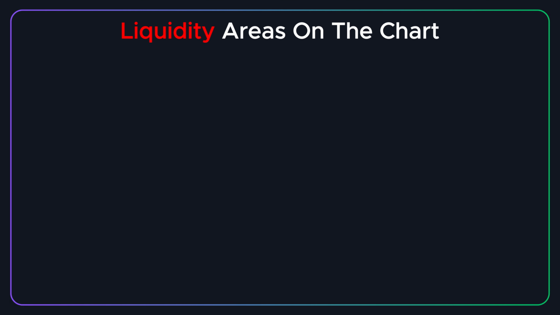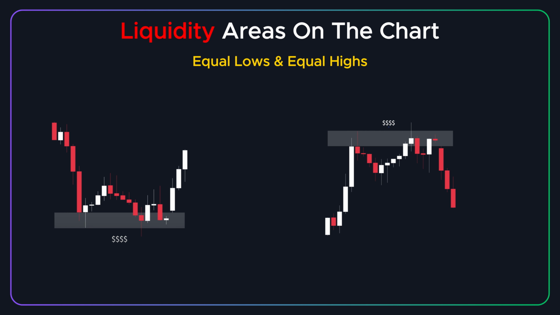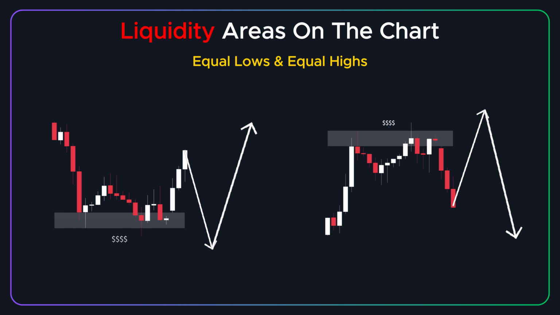Liquidity can be identified in many different areas on the chart. Sometimes it can be under equal lows and above equal highs, because there is a lot of money and pending orders resting in these areas. Then the market traps the retail traders, grabs the liquidity from these areas, stops out retail traders and small banks and institutes, and then continues moving in its direction.